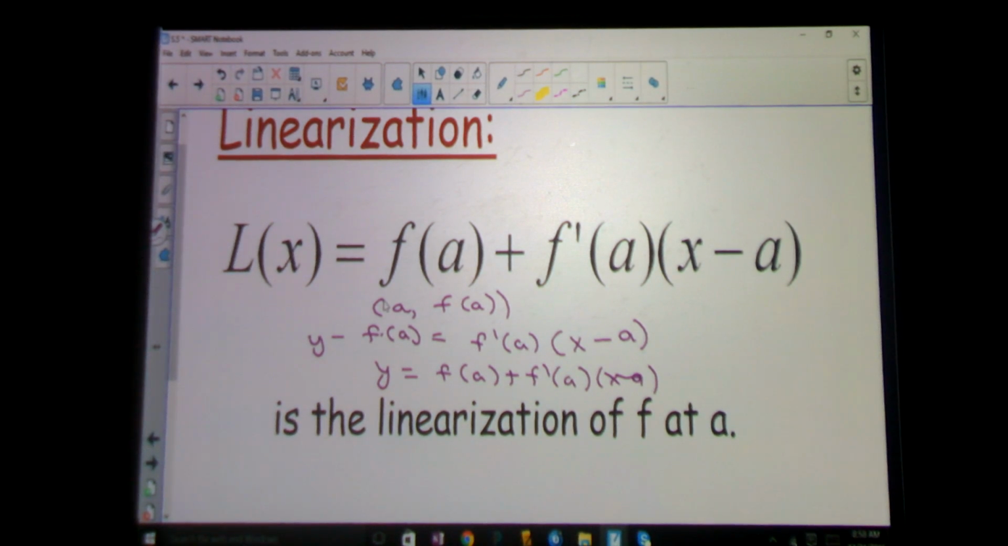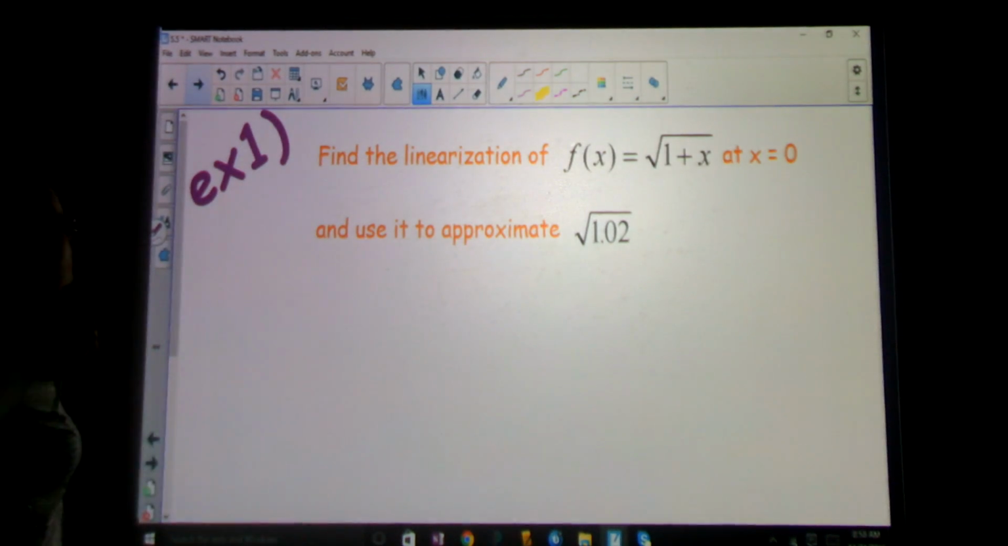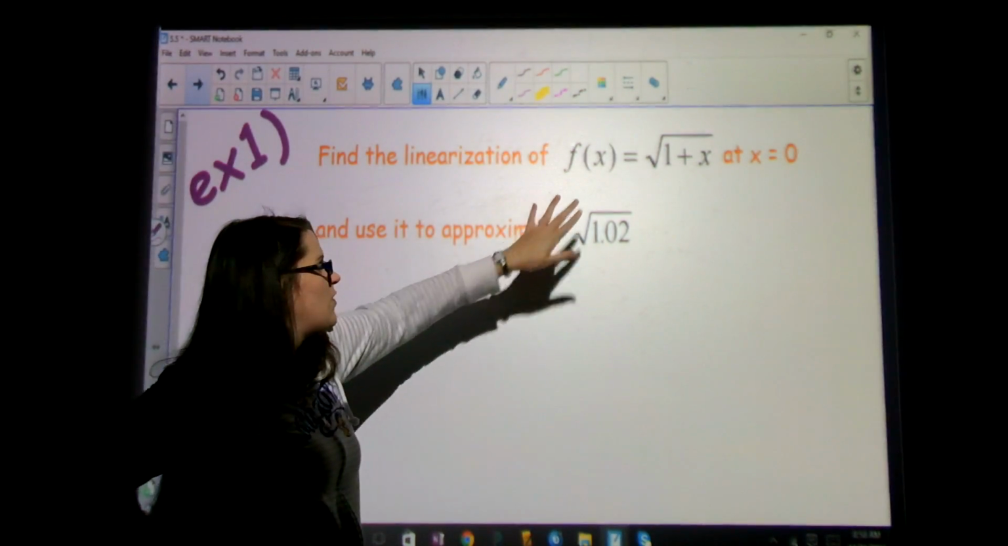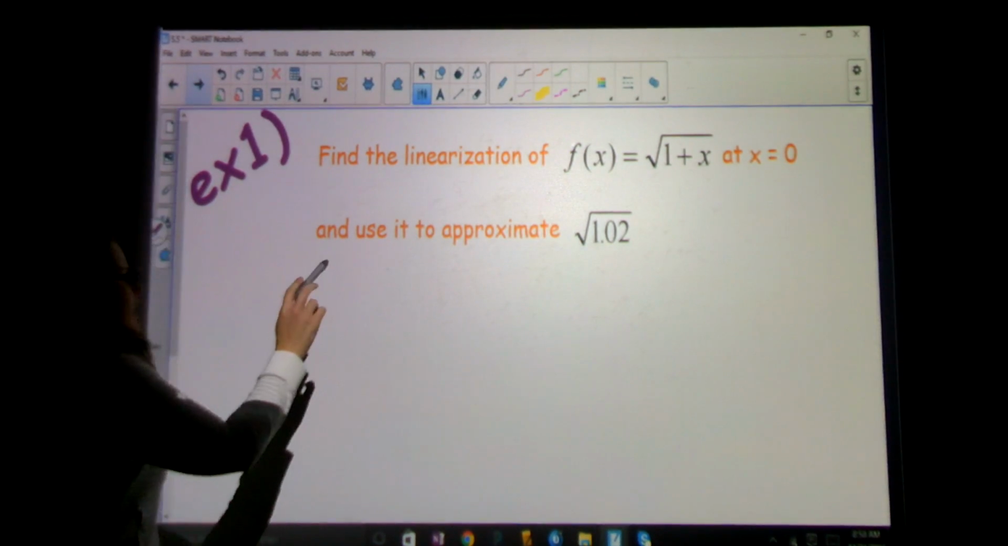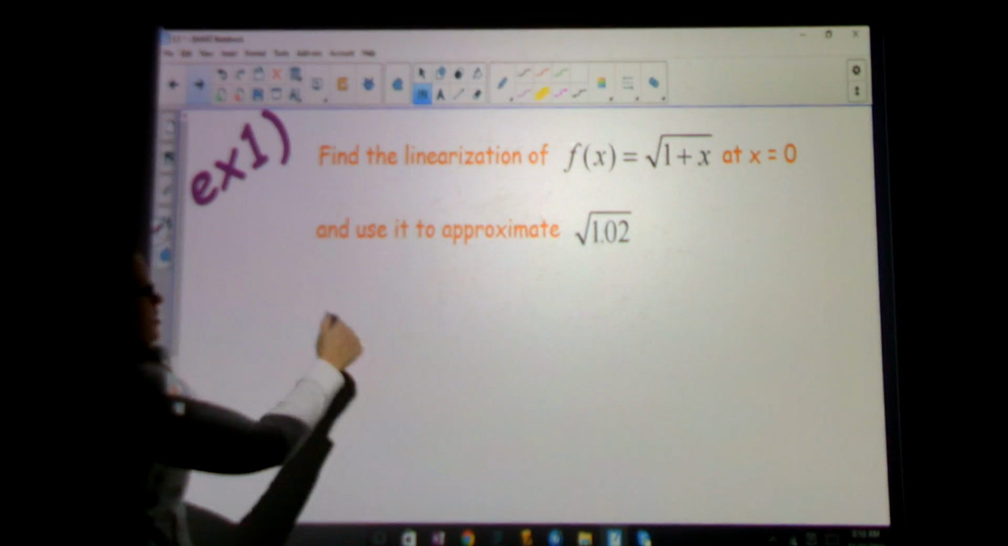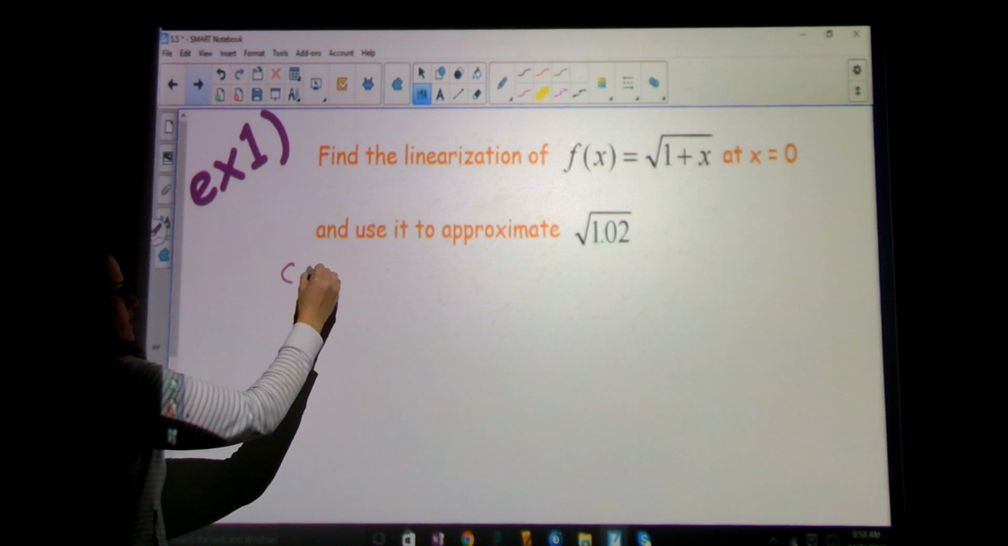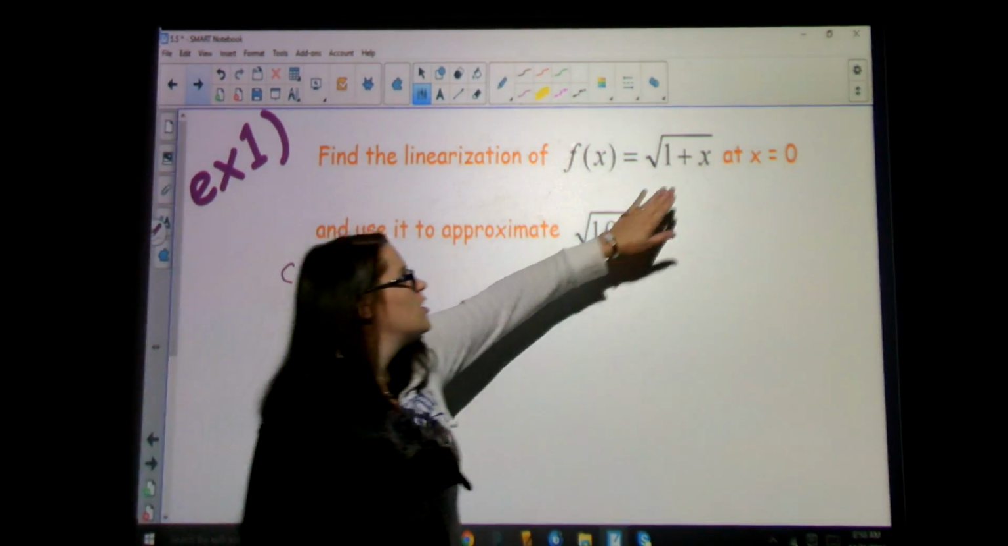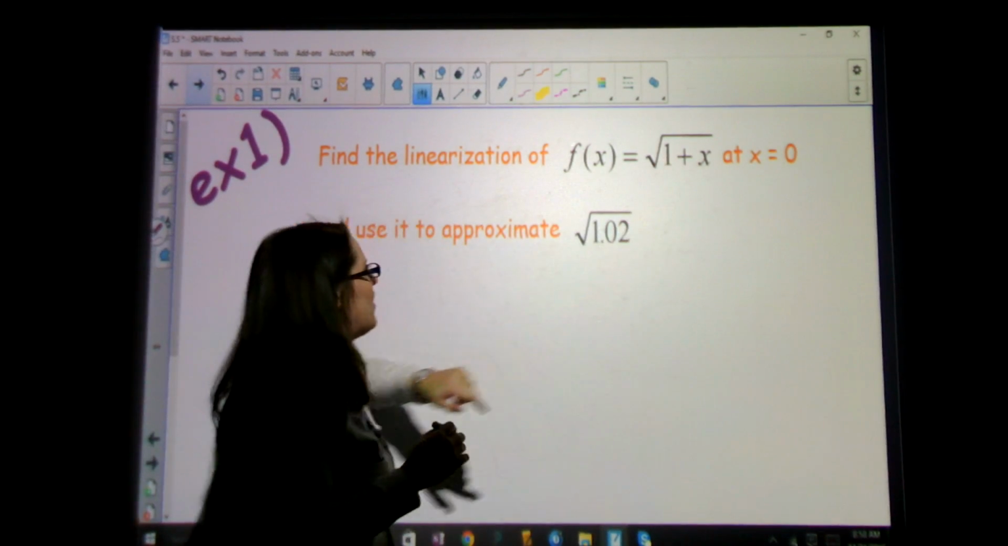Okay, so let's try one. Find the linearization of f of x at x equals 0 and use it to approximate the square root of 1.02. So let's first ignore the second part of the question and focus on finding the linearization. To find the linearization, I need the point and the slope. Let's go ahead and find our x, y real quick. Our x is 0. Plug in 0. My y value is 1.